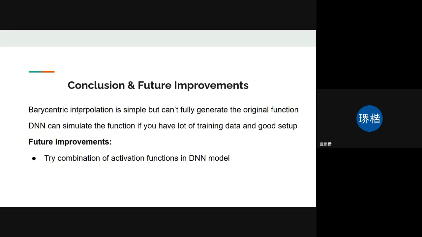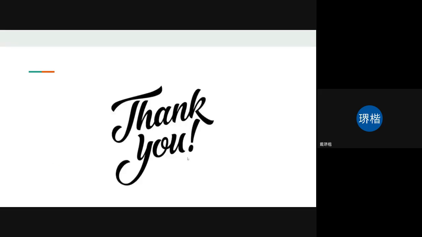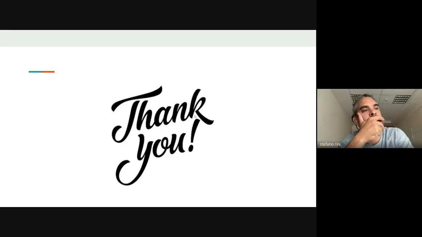Barycentric interpolation is simple but can fully generate the original function. DNN can simulate the function if you have a lot of training data and a good setup. For future improvement, we can try a combination of activation functions in the DNN model. Okay. Very good. Thank you. So just one thing.